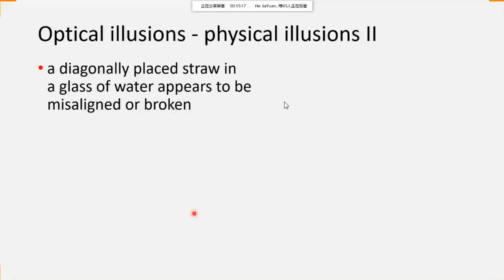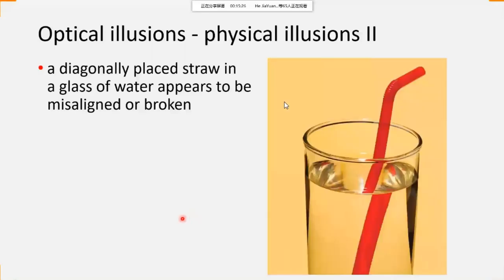Or another example, a diagonally placed straw in a glass of water appears to be misaligned or broken. Everyone has seen that before. So this is a straw, and here it seems to be broken. In fact, two times, even here it seems to be broken a bit, and here the water surface is the same. And of course, this has nothing to do with our eyes. It has nothing to do with our minds. This is created by properties of the physical objects. Therefore, these are physical illusions.